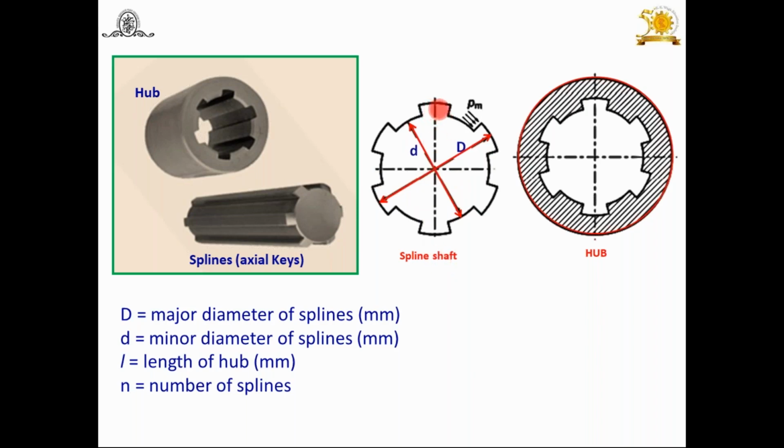Now look at this, how many splines are there? 1, 2, 3, 4, 5, 6. This spline shaft consists of 6 splines. That means what are the nomenclature that we are going to use here? Number of splines, 1, 2, 3, 4, 5, 6. The small n is used for the number of splines. Then major diameter, we will take capital D. What is capital D? Major diameter of the splines.